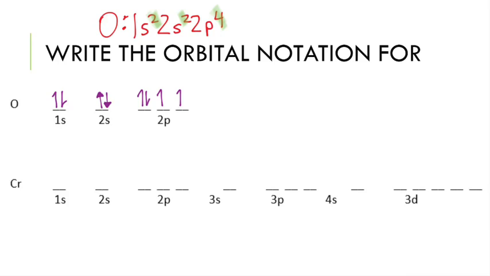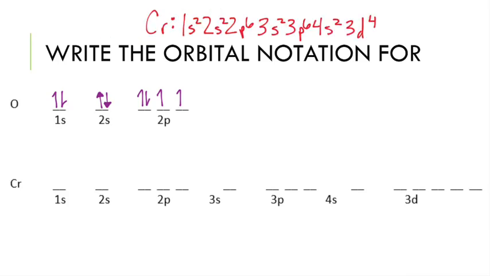Now, chromium is a bit longer, so let me write out that configuration. But once we have this configuration, we can use that as a guide to fill in what we need here. Just like before, 1s2 means we put 2 arrows on this line. 2s2, 2 arrows on our 2s line. 2p6 means all 3 of these are going to be full with our doubled up arrows there. 3s2, this is going to be full and doubled up. 3p6, this is full with doubled up arrows. 6 arrows for our 3 lines. Again, trying to make sure I have clear direction on my arrows.